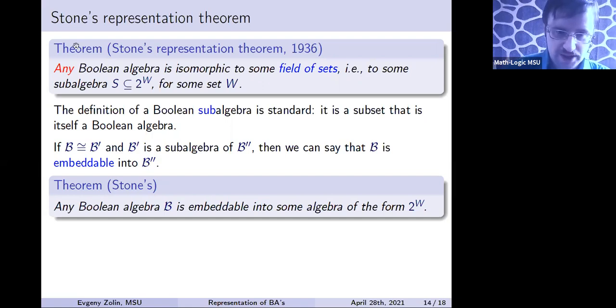And now we can reformulate this theorem as follows. Any Boolean algebra is embeddable into some algebra of the form 2 to the power W. So every Boolean algebra is embeddable into some field of sets, into the set of all subsets.